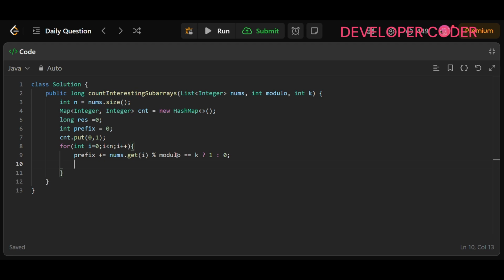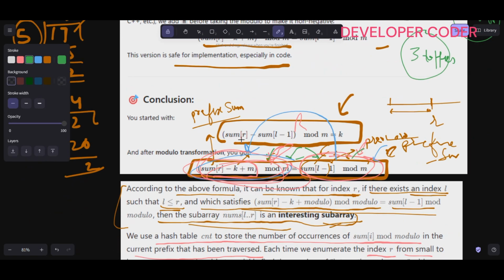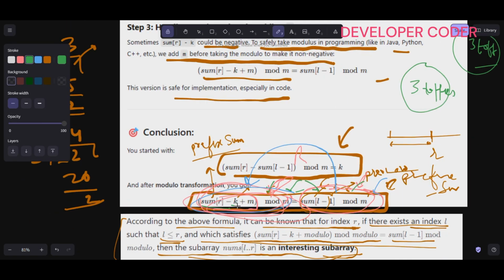After that you are going to update the result. How are you going to update it? First you have to calculate the required sum modulo for an interesting subarray. Instead of writing it directly, let me write it like this: int requiredModulo. Just check the right side, from there you will get the required modulo. Here you have to write prefix minus k plus m.